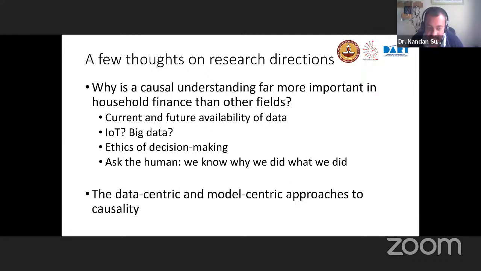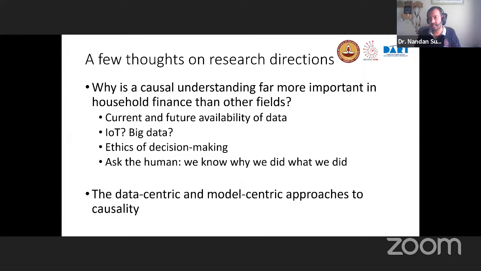And the reason I say this is because, unlike many other fields, the nature of the current data availability and the future data availability is very limited in household finance. I say limited in a very relative sense, right? It is not to say that that effort should not be made, and I think that effort should be made in terms of more systematically and carefully gathering and learning, that is the only way forward. But you will always be limited in a way that other fields are not limited.